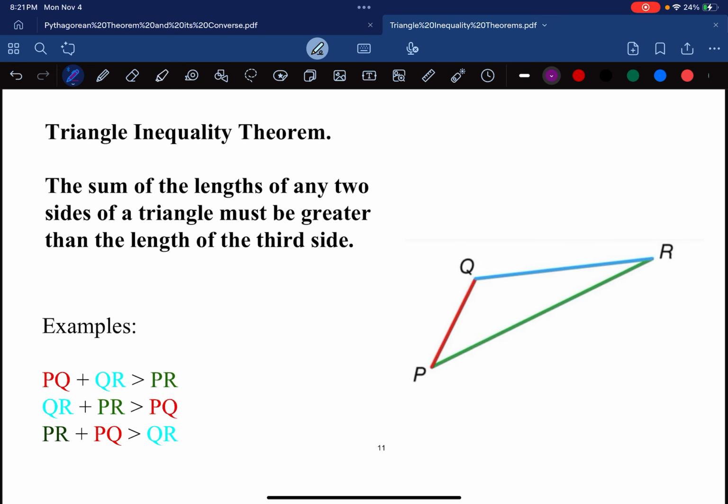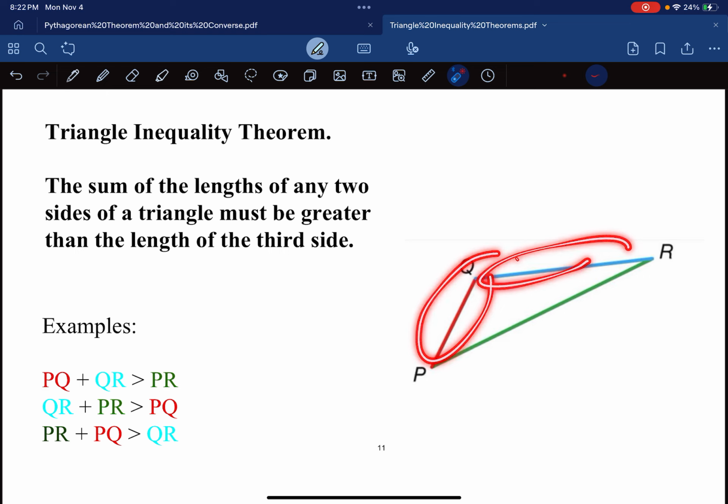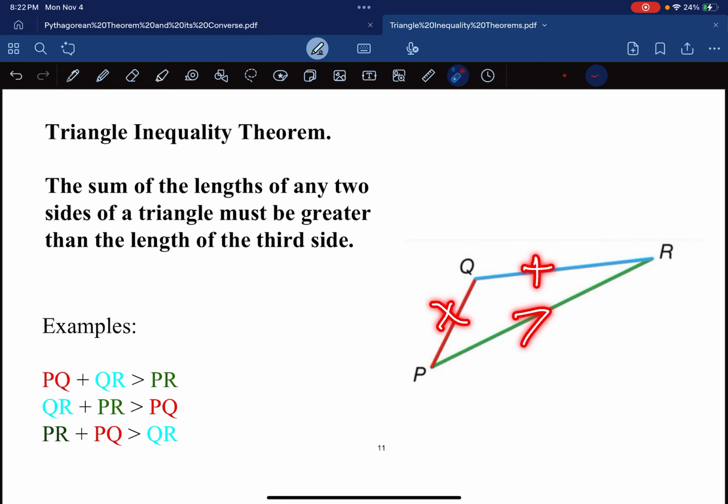Triangle inequality theorem, all it's stating is that if I were to add any of these sides together, it should be greater than the third one. So this plus this should be greater than that. This plus this should be greater than this one. And this plus this should be greater than that one.